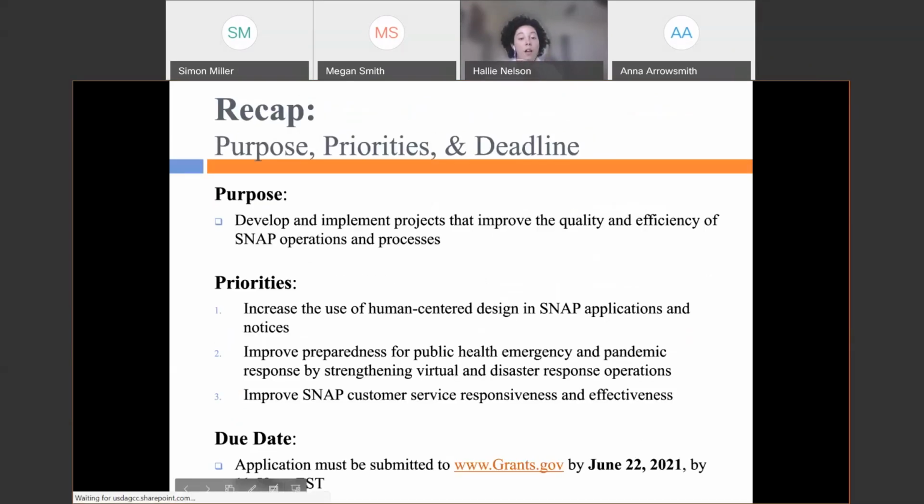To recap, all applications must support efforts by state agencies and community-based or faith-based partners to develop and implement projects that focus on improving the quality and efficiency of SNAP operations and processes. Grant proposals must be submitted to grants.gov by Tuesday, June 22nd, 2021 by 11:59 p.m. Eastern. The RFA includes a detailed checklist that will help applicants ensure their proposals meet all necessary requirements. This is under Roman numeral 3 of the RFA. Please take time to read and review the RFA in full. I'll now pass it over to my colleague Megan.